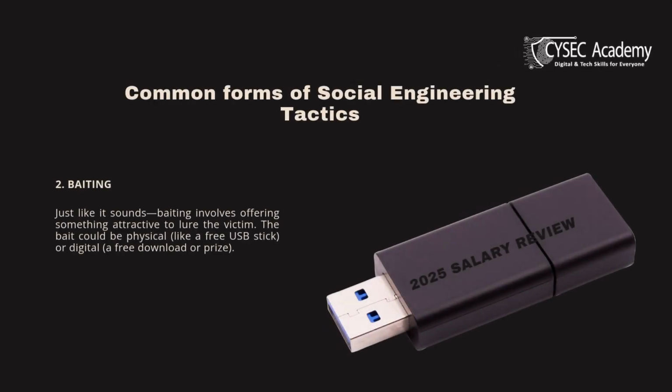2. Baiting, just like it sounds. Baiting involves offering something attractive to lure the victim. The bait could be physical, like a free USB stick, or digital, a free download or prize. For instance, a flash drive labeled 2025 salary review is dropped in your company parking lot. Curious employees pick it up and plug it into their work computers, unwittingly launching malware.